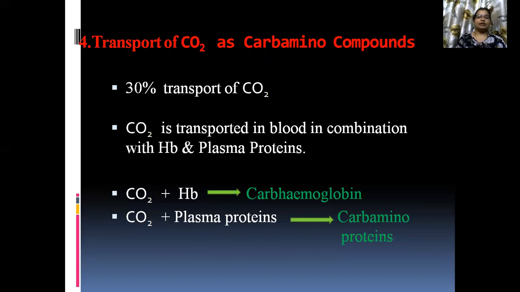Transport of CO2 as carbamino compounds. 30% of carbon dioxide is transported in this way. Carbon dioxide is transported in blood in combination with hemoglobin and plasma proteins. Carbon dioxide plus hemoglobin means carbhemoglobin, and carbon dioxide plus plasma proteins means carbamino proteins. There is no chemical reaction, there is only addition.